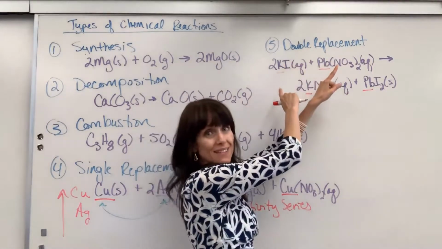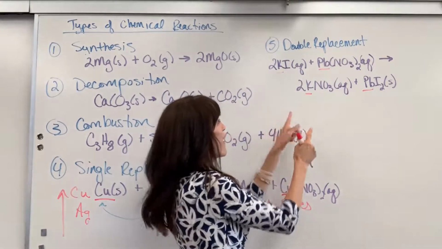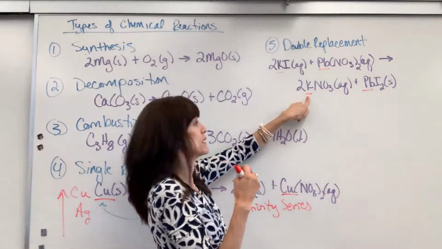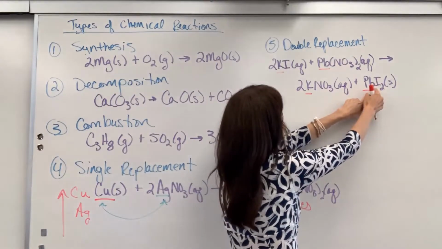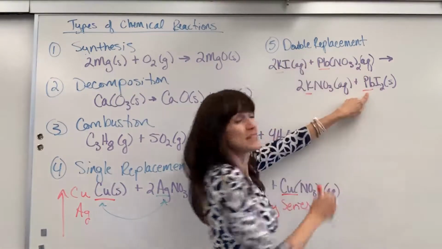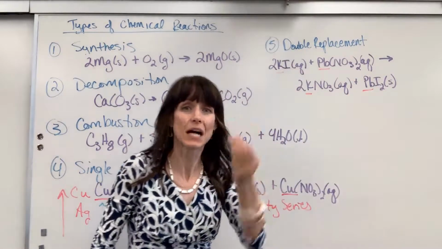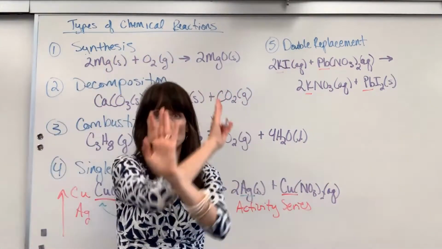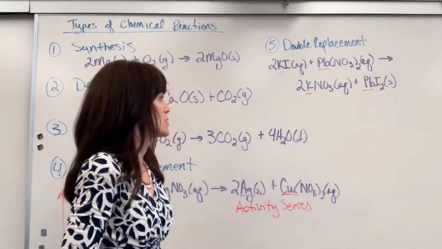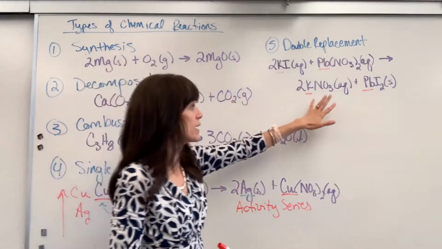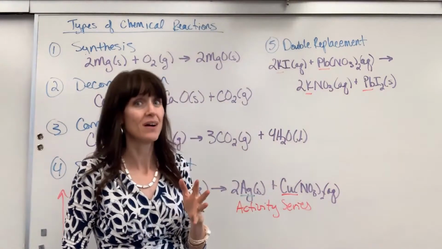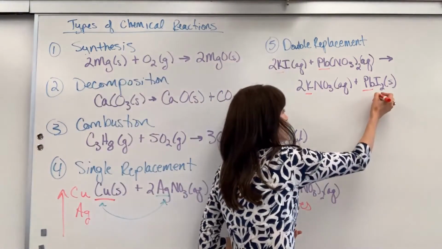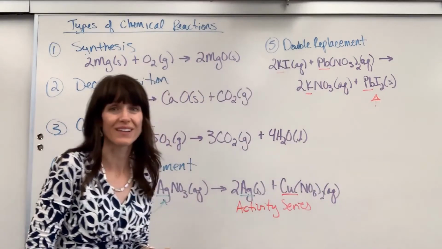They switch places. Now the potassium's with the nitrate. That's where the lead had been. And now the lead is with the iodide. That's where the potassium had been. So in a double replacement reaction, you have two compounds and the metals switch places. This right here is also an example of a precipitate reaction because you have a solid that's formed.